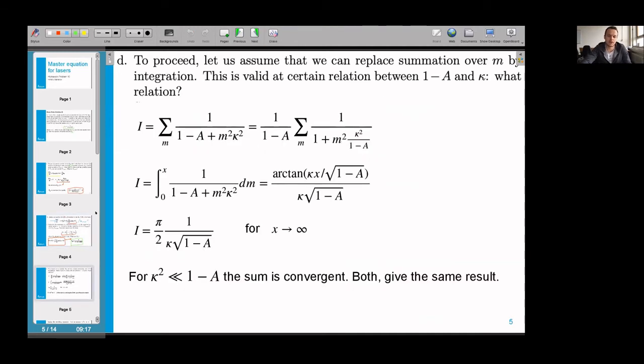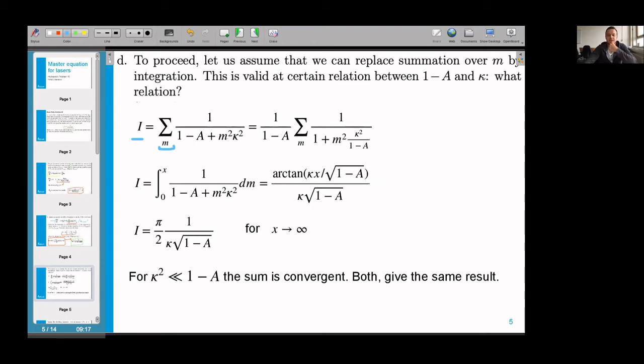Then in question D, there is just a little bit of mathematics involved. What you're asked is to assume that we can replace this sum in x of m, which I denoted by I here, with an integral, and to discuss when this is valid for a certain relation between 1 minus a and kappa.